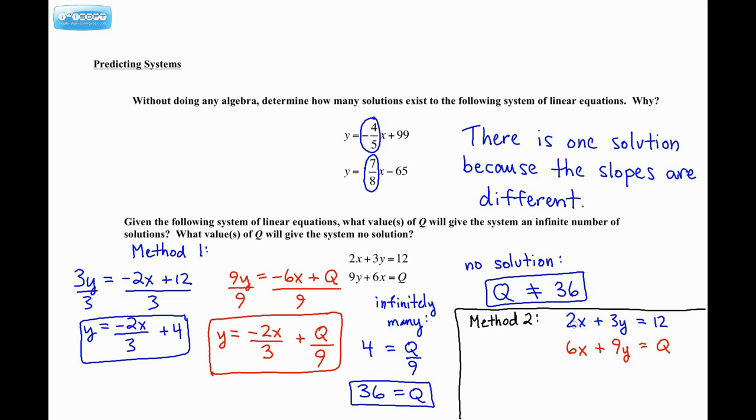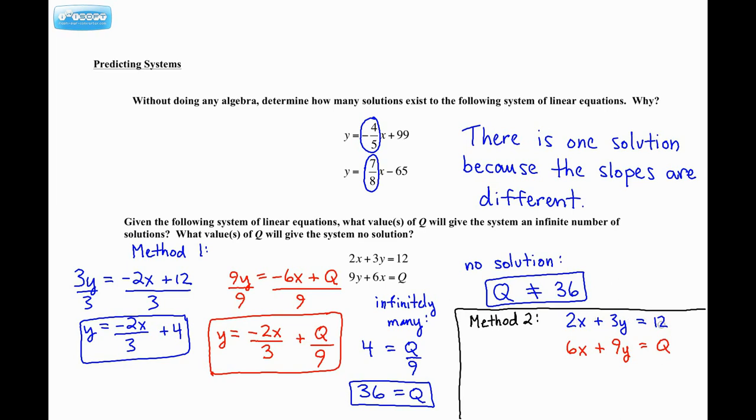So compare each equation. Look at these coefficients. Okay, this 6, that is 3 times as large as 2. Okay, well that is consistent here as well. 9 is 3 times that of 3. Well, if I keep that pattern going, what is 3 times 12? That is 36.